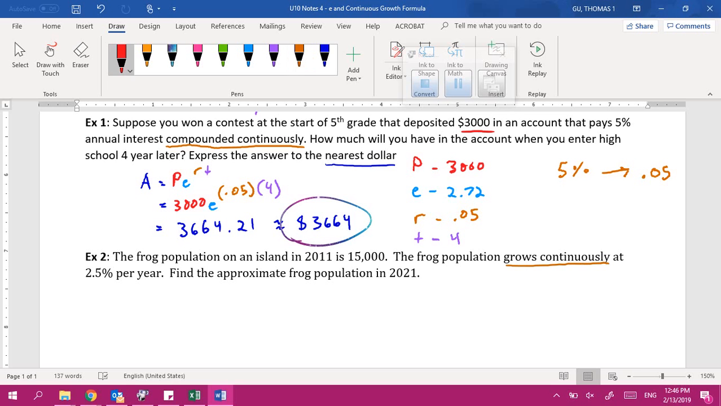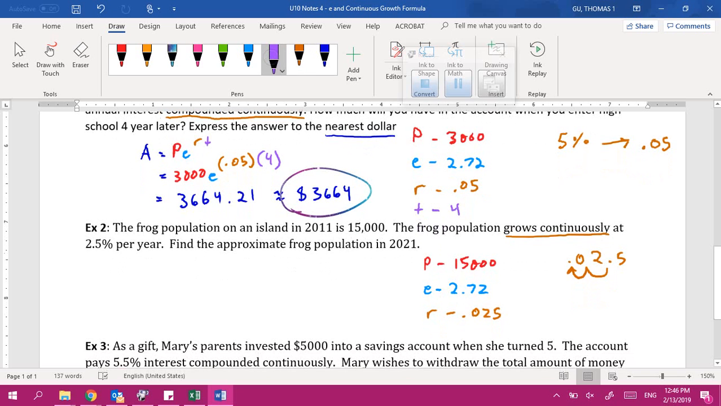So let's find our variables. What is P? 15,000. What is e? 2.72, the natural growth constant. What is the rate? 0.025, because we got 2.5, and to change it to a decimal you move the decimal 2 spots to the left, and any empty spaces you put a 0 there. So 0.025.